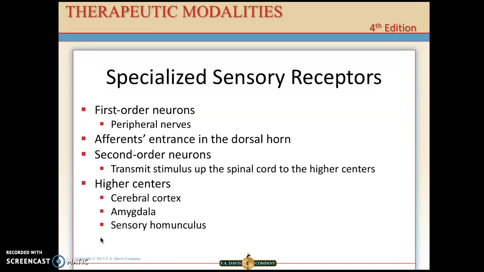Let's discuss this in terms of the types of neurons that are in our somatosensory system. Our specialized sensory receptors are described in your book as first-order neurons, second-order neurons, and higher centers from there, so we could say that they were third order. The first-order neurons are peripheral nerves. The peripheral nerve then runs from the distal aspect.